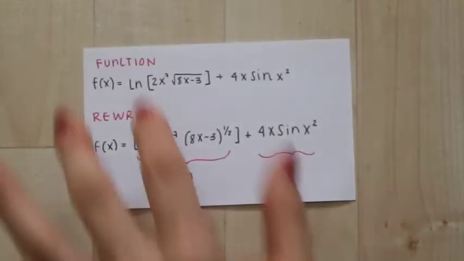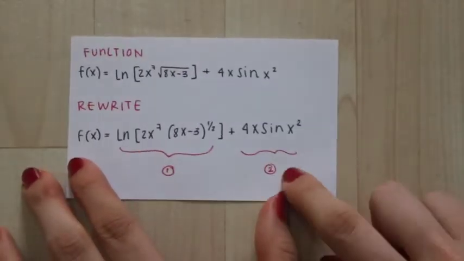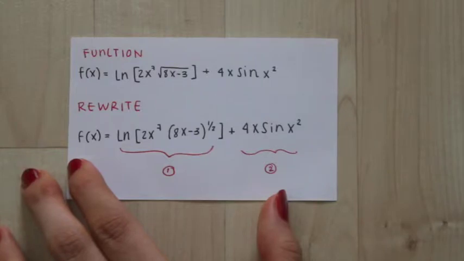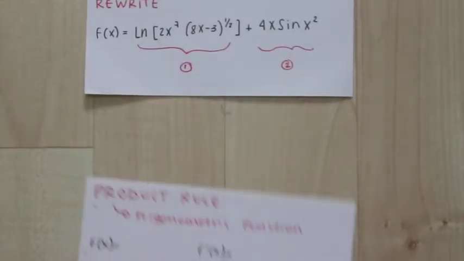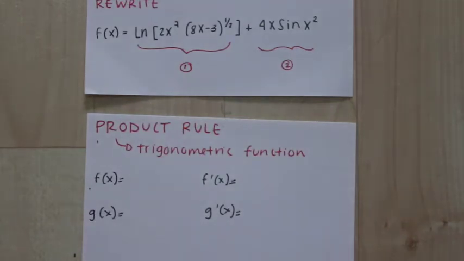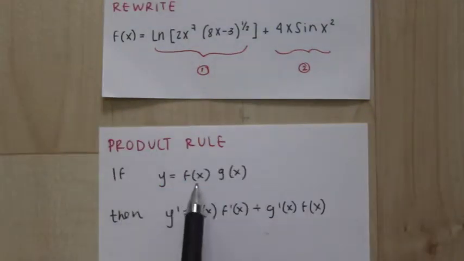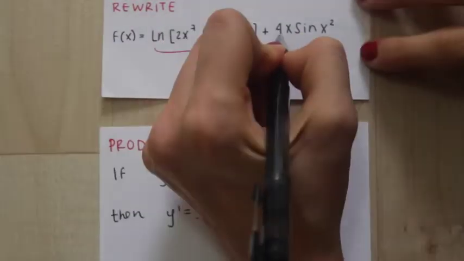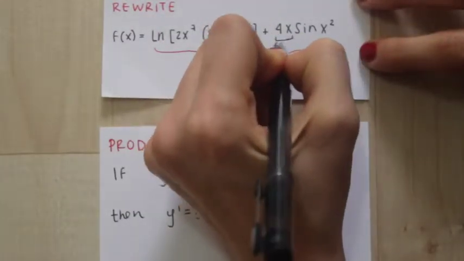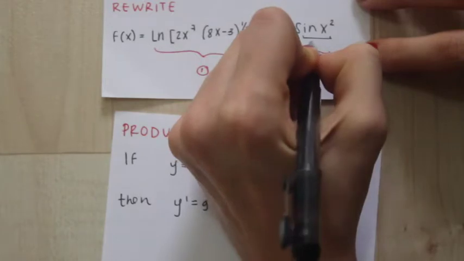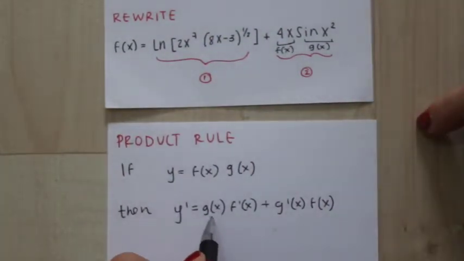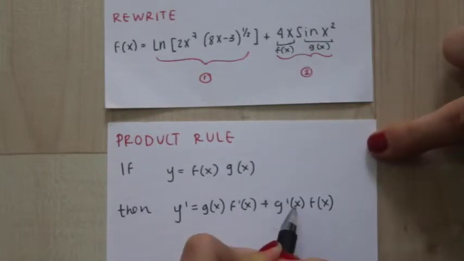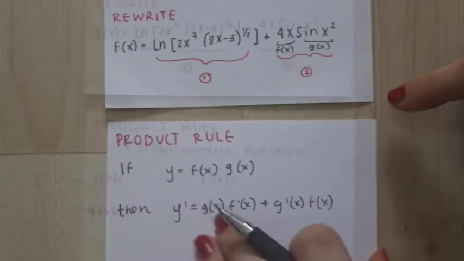We continue with the other part of the original function, which is the trigonometric function of sine and 4x, meaning that it needs a product rule application to be solved since it has both terms of x. We know the product rule says that if y is equal to f of x times g of x that we will identify in our function, then y prime will be g of x times f of x prime plus g of x prime times f of x.